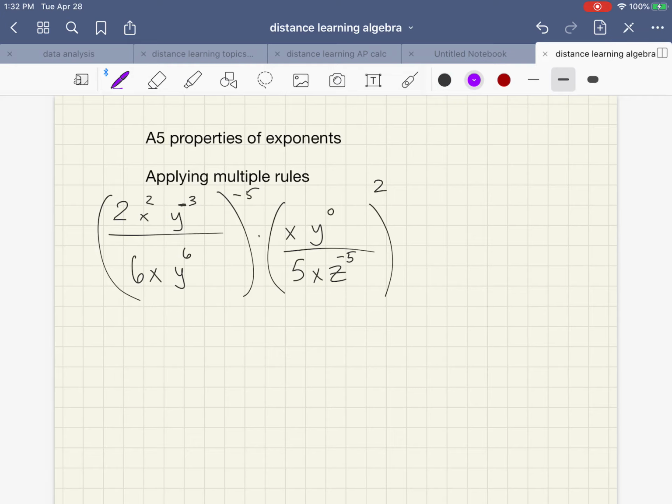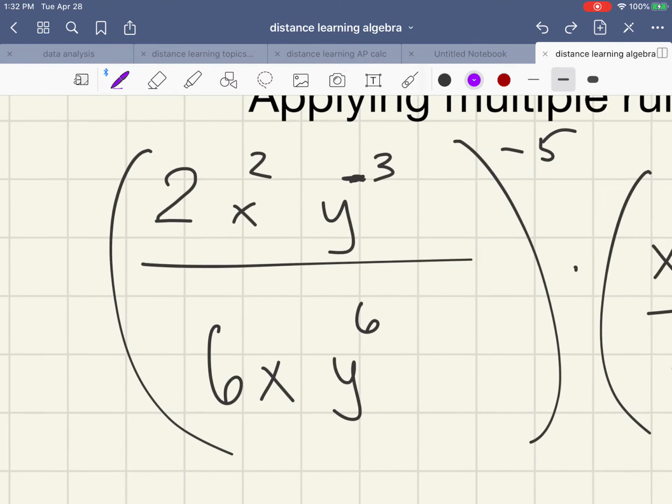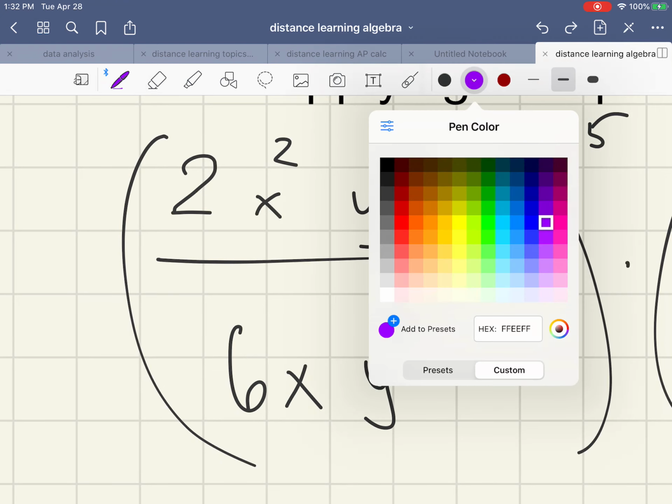So there's really no exact way to start this. If you want to start on the inside and simplify those, that's fine. If you want to apply the powers right away, you can do that. It really doesn't matter. You've got to find a way that works for you. And I like to simplify the inside first. So that's where I'm going to start. And let's zoom way in on this first chunk here.